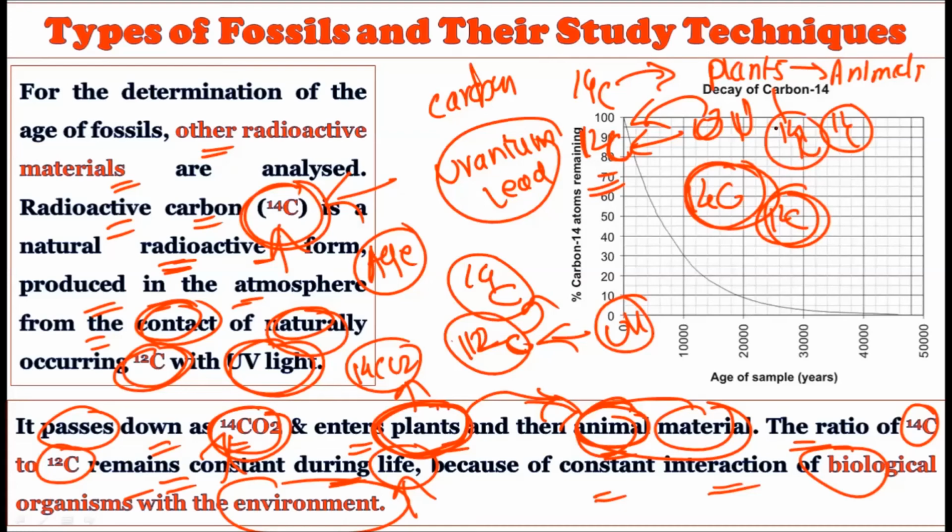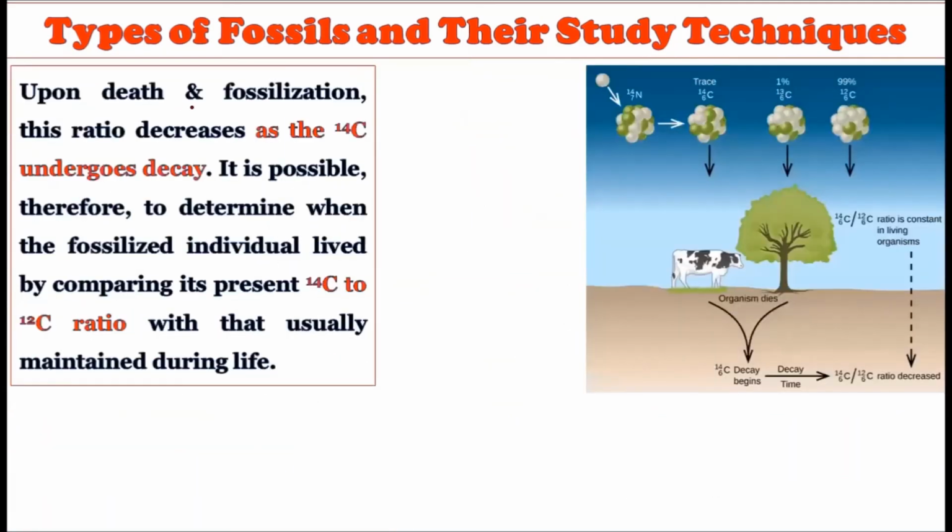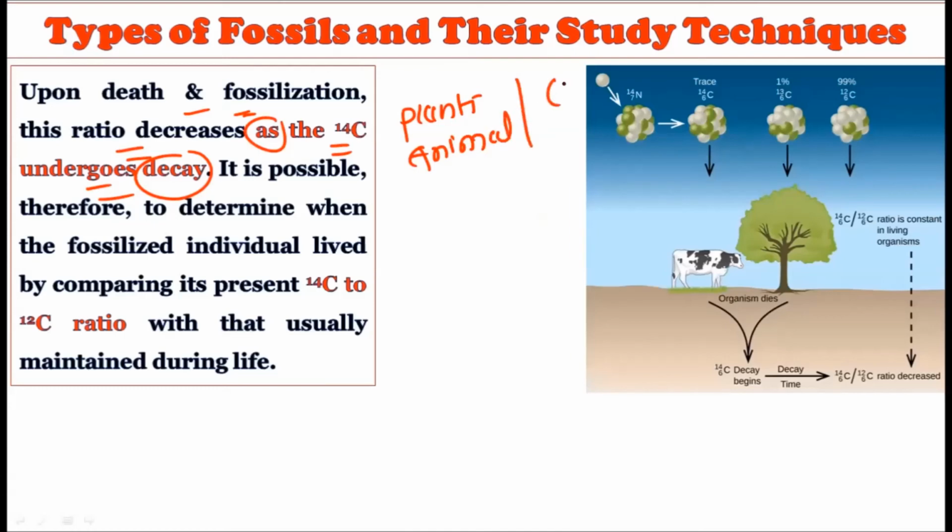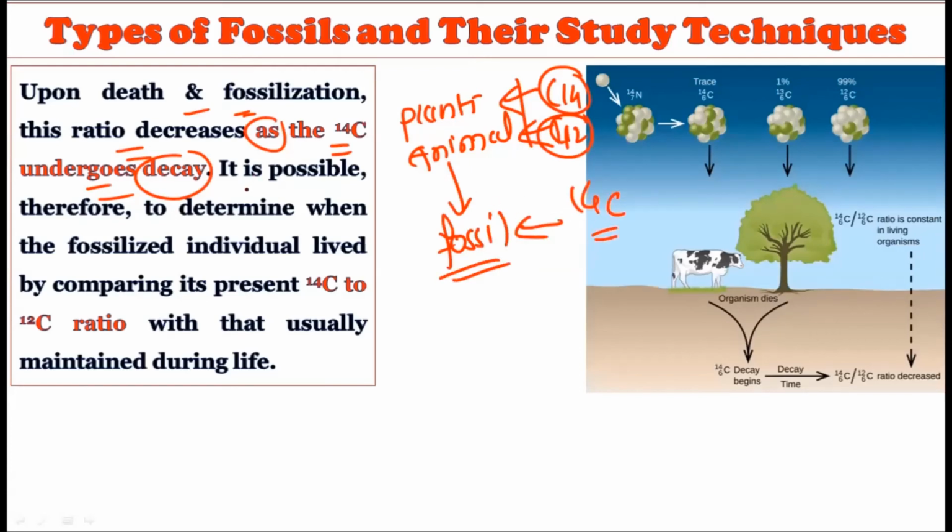So the carbon technique is also a famous technique for dating the fossil age of these particular plants or animals, okay. Now consider this: upon death and fossilization, the ratio decreases as the C14 undergoes decay, okay. These plants or animals have a constant ratio of C14 and C12 during their lifetime. Now once they got fossilized, what happens? Once they got fossilized, the C14 will start to undergo the decaying process.